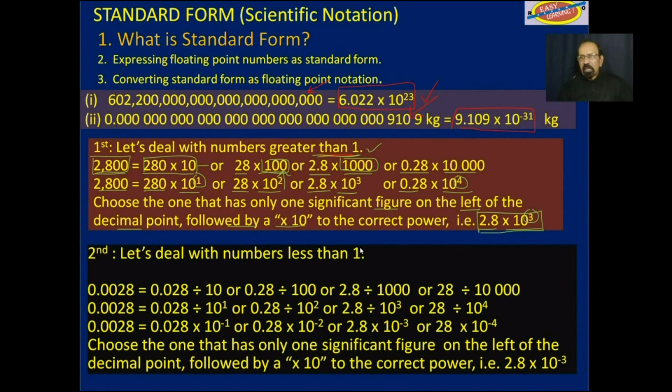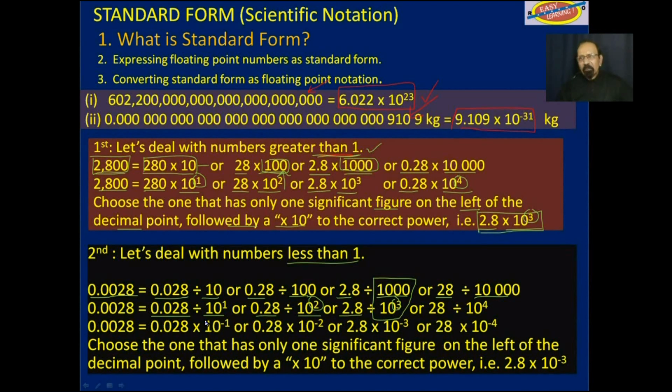Let's deal with the number less than 1, and we will end up with something very similar. 0.0028 is 0.028 divided by 10, or 0.28 divided by 100, or 2.8 divided by 1,000, or 28 divided by 10,000. Now let's deal with the 10 here. We will express those in index notation. So 0.028 divided by 10 to the first power, 0.28 divided by 10 to the second power, 2.8 divided by 10 to the third power, and so on.